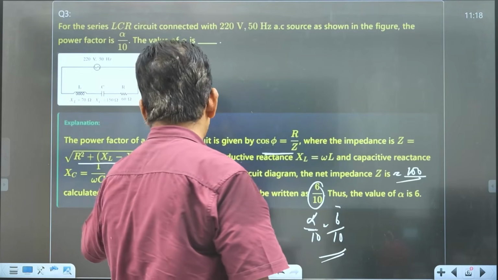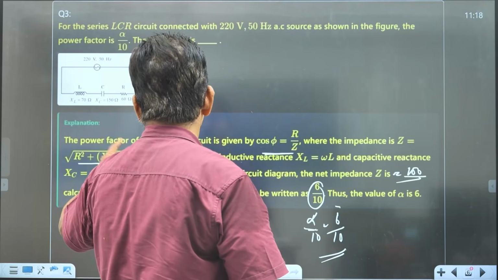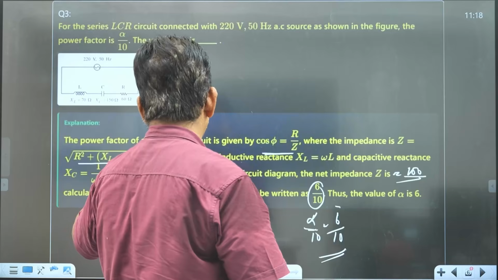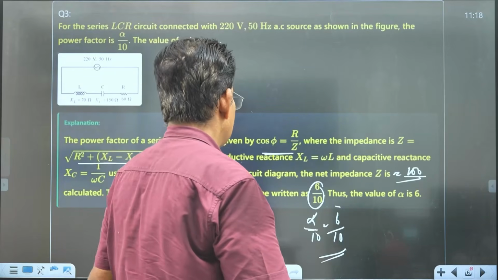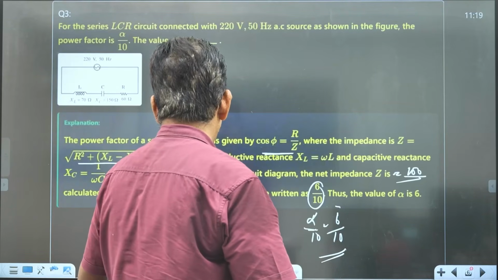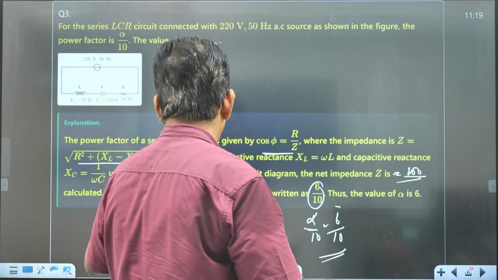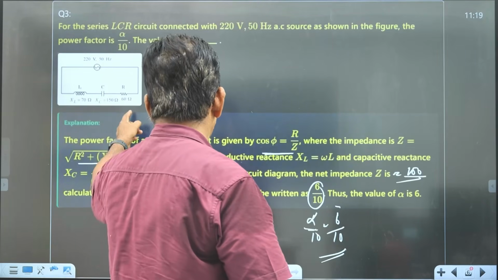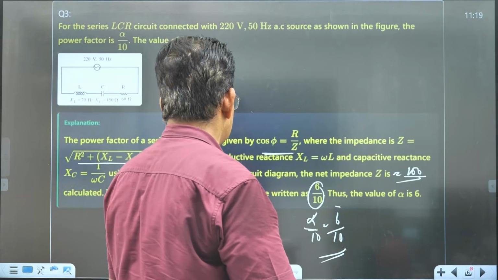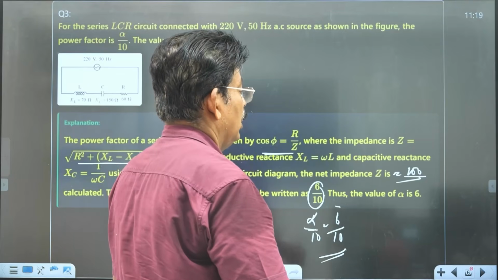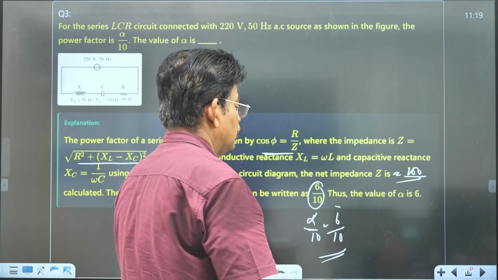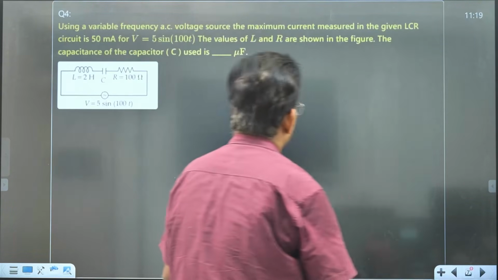So root of 150 minus 70 whole square, that is 80 square plus 60 square, that is 100. Correct? Then resistance is given to be 60, so 60 by 100, 6 by 10. And this is alpha by 10, so alpha is 6. Okay, we go to the next question.